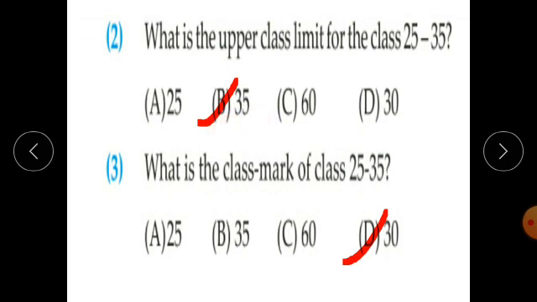Third sub question. What is the class mark of class 25 to 35? So class mark equals upper class limit plus lower class limit divided by 2, means 25 plus 35 divided by 2. So first option is given 25, second is given 35, third is given 60 and fourth is given 30. So 25 plus 35 divided by 2 is 30. So D option is correct, that is 30.